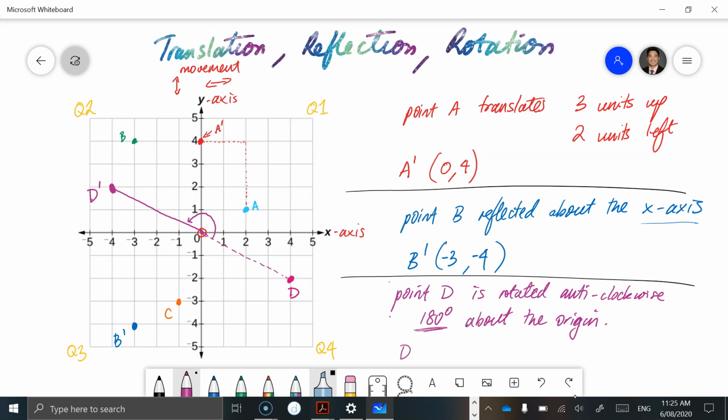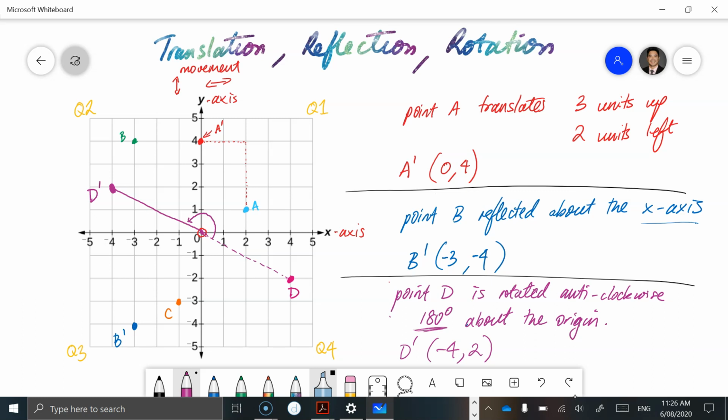So our new point of D is going to be at -4 for x and 2 for y. So there's our coordinates for the new point of D.